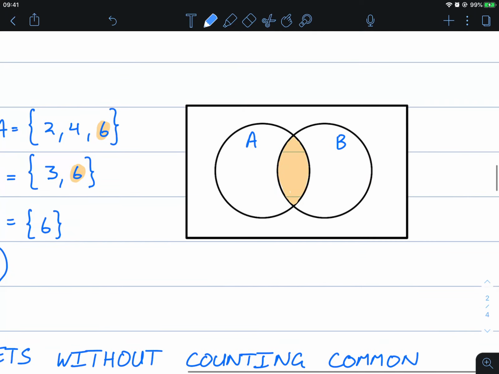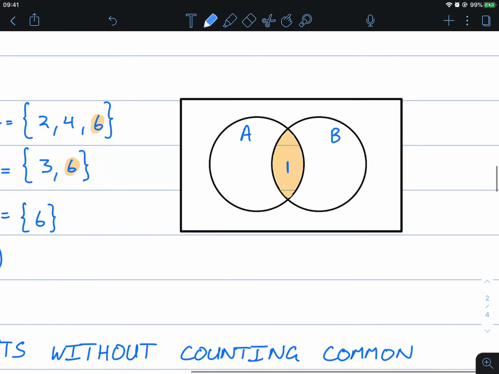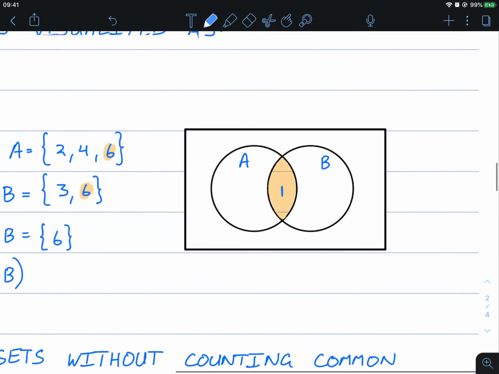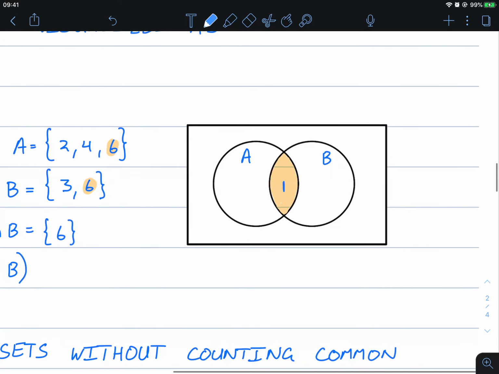Visualizing this intersection visualizes that number 6. There's only one number in this one here. So remember, rather than write the number itself, we write the number of things in that element, which means B, this section here, is representing things that are only in B and not shared with A.